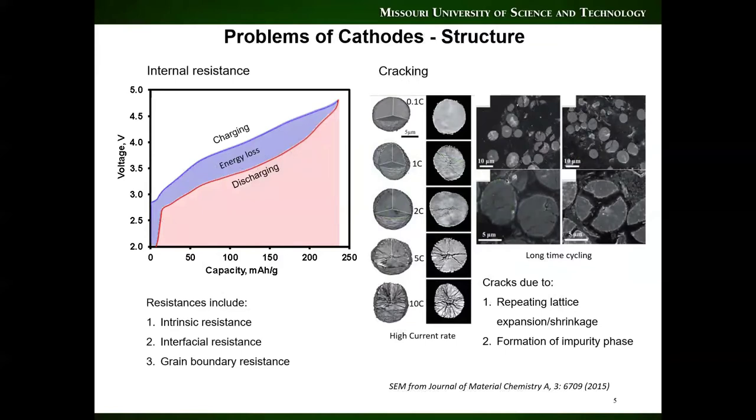However, there are some problems that restrict the performance of the cathode. One is the internal resistances, including intrinsic electronic and ionic resistances. Another is the interfacial resistance between the cathode and the electrolyte, and the grain boundary resistance between primary particles in the cathode. There will be energy loss during cycling of the lithium-ion battery due to these resistances.